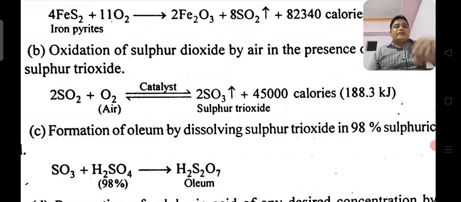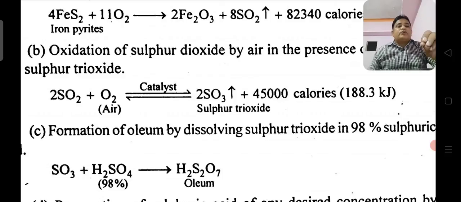Then the third one is called the effect of pressure. By applying the law of mass action to the reaction 2SO2 + O2 ⇌ 2SO3, we get Kp, that is, the equilibrium constant.